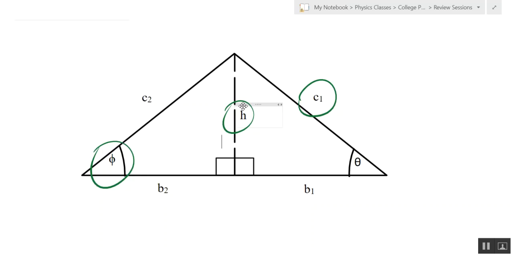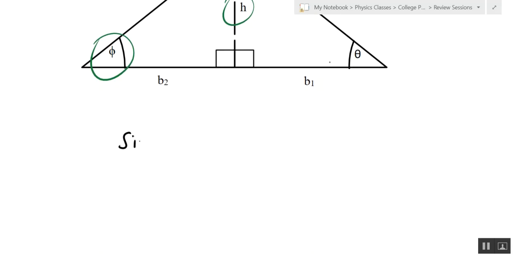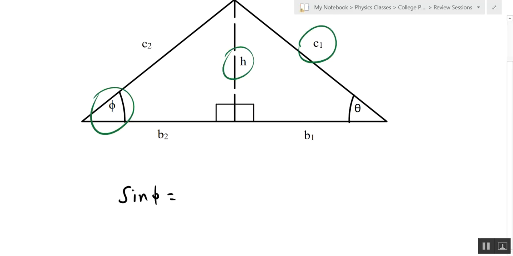So H is what in relation to phi? Opposite again. And C2 is what? Hypotenuse. So if you know the opposite and you're trying to find the hypotenuse, what do you use? You use sine, right? So that's something new. Oops, sorry. So the sine of phi is what exactly for the left-hand side?